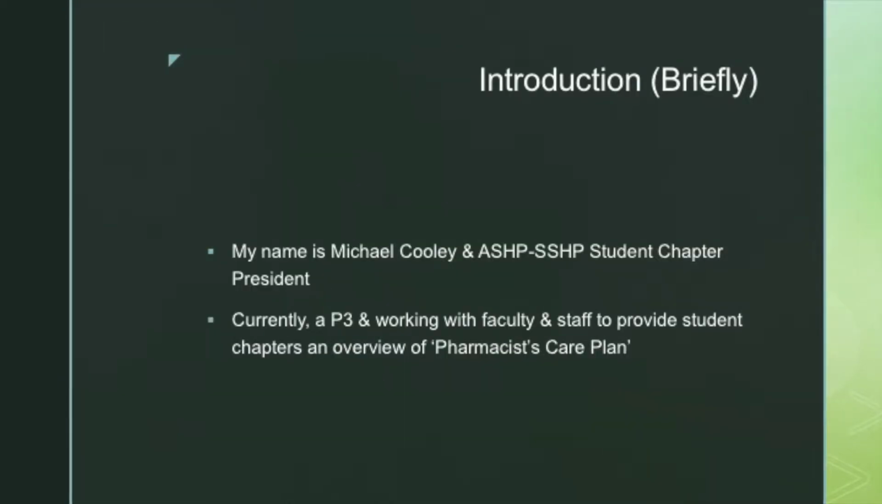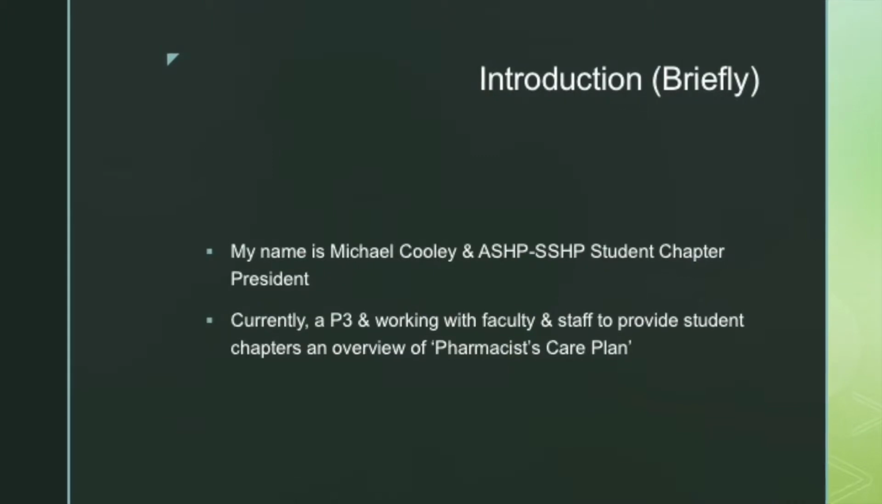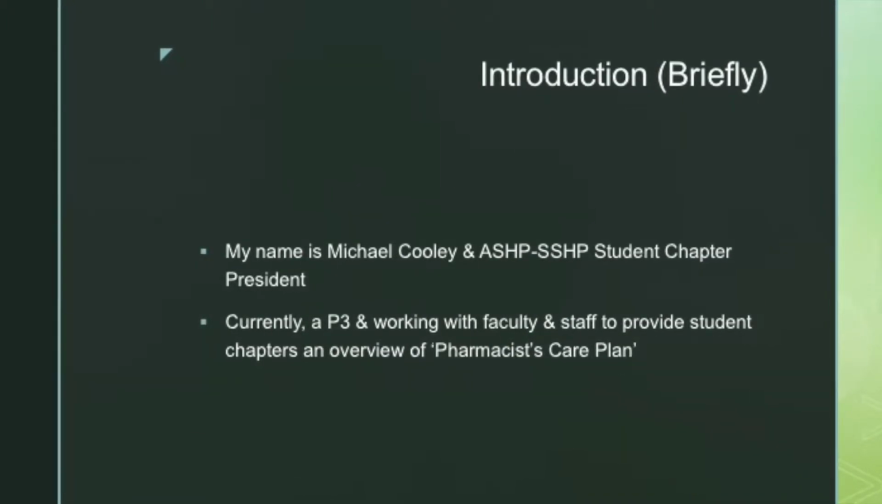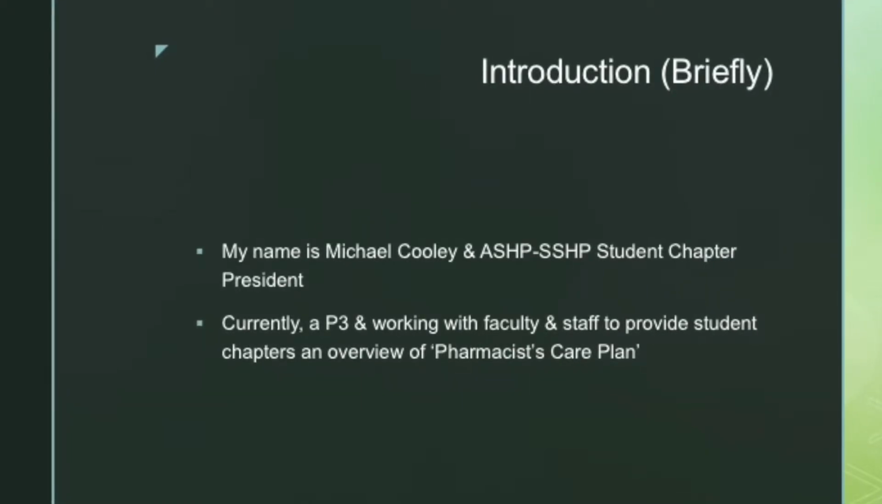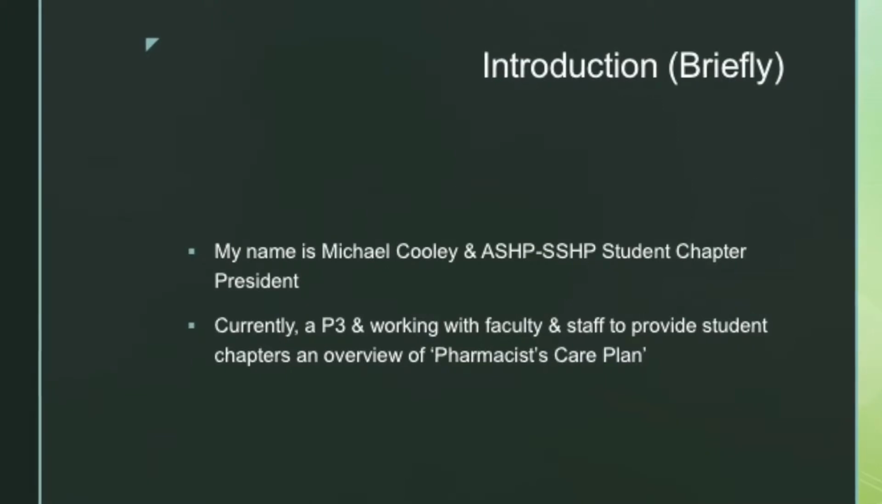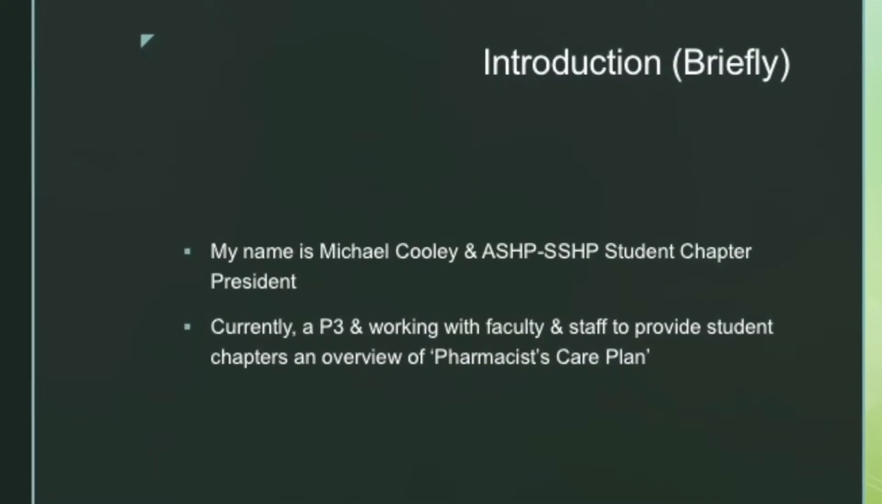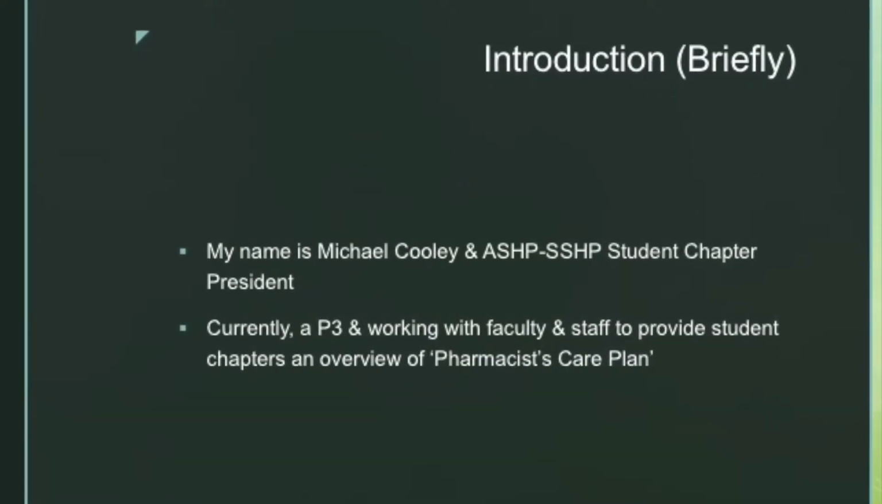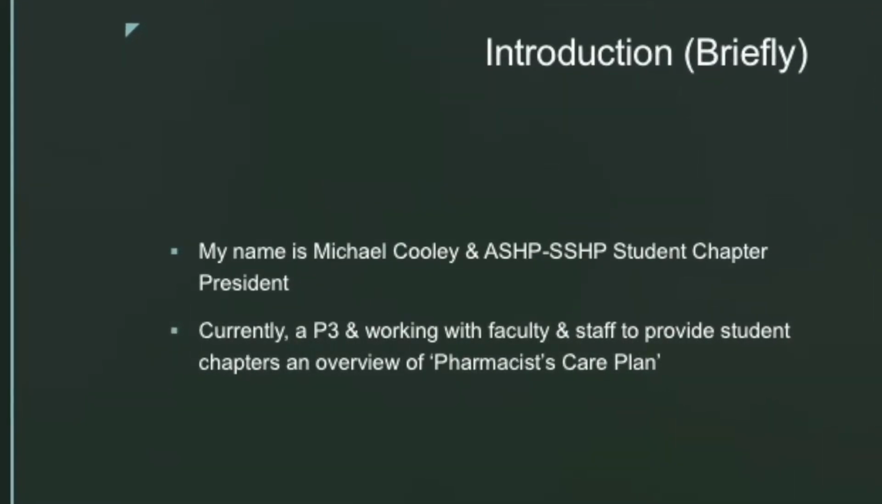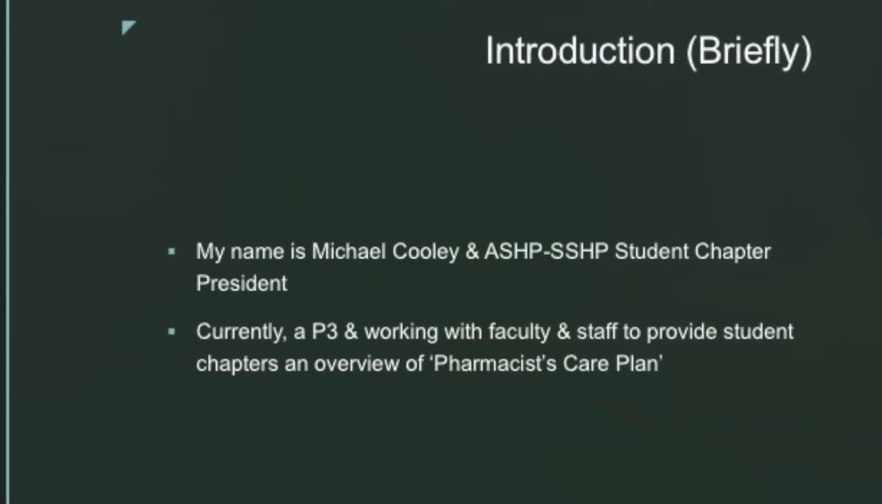For those new and joining us today, my name is Michael Cooley at the PCOM Georgia ASHP-SSHP. I'm the student chapter president for the academic year of 2017-2018. I'm currently a P3 working with faculty and staff to provide an example of a pharmacist care plan for another ID case where we dealt with neurosyphilis previously. If you have any questions, please refer back to the clinical skills competition formatting review in our YouTube videos to see the trends of cases over the past years.